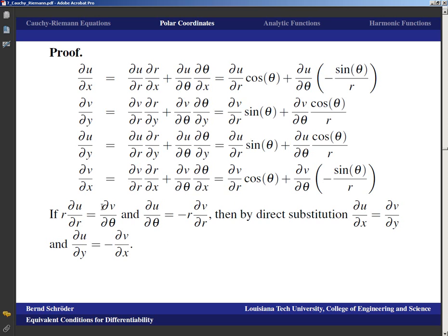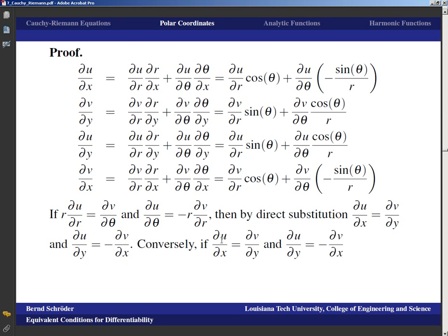Okay, so if dv/dθ is r du/dr, well, then this is r du/dr. So the r's cancel, so we end up with negative du/dr sine theta, which is the negative of the first term. And that's okay, because we want it to be the negative of that first term. And if du/dθ is negative r dv/dr, well, then this thing here is negative r dv/dr. The r's cancel, we get negative dv/dr cosine theta, which is the negative of this one. And so that means this equation here is verified too. Outstanding.